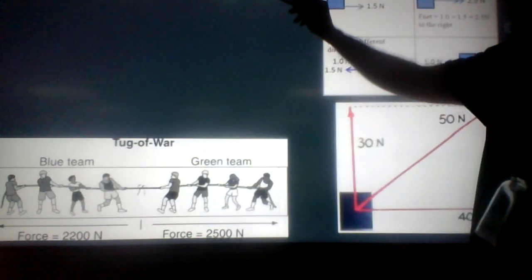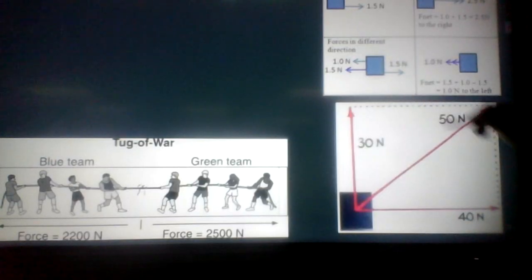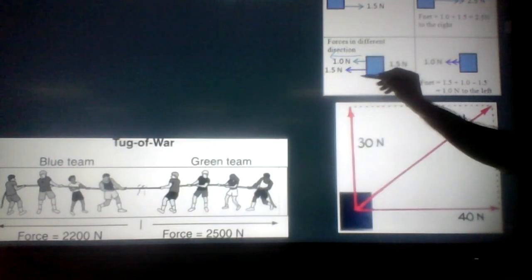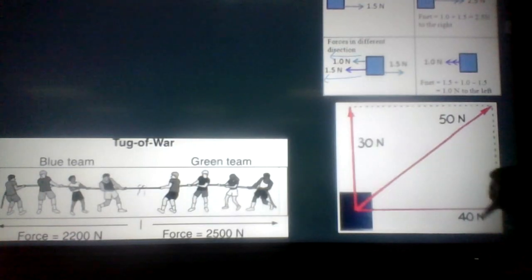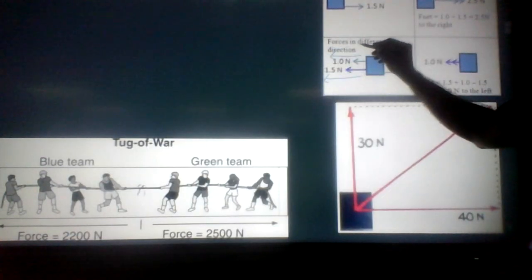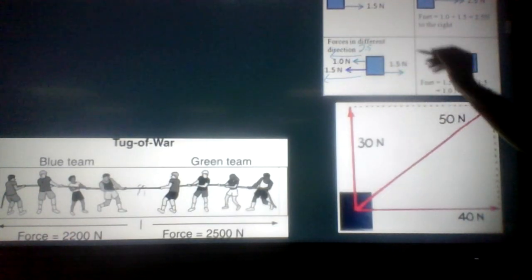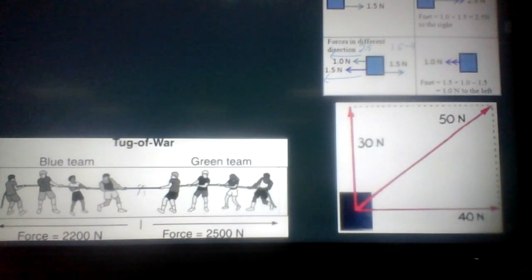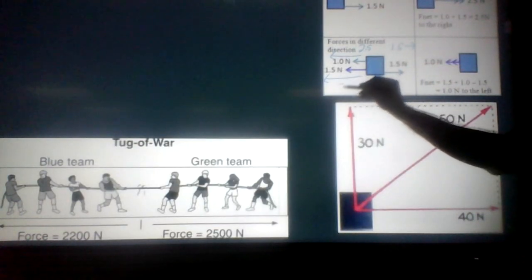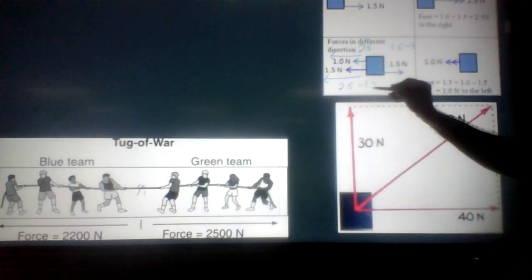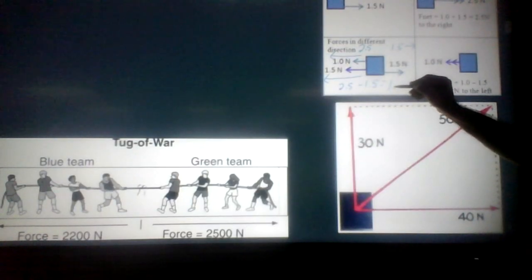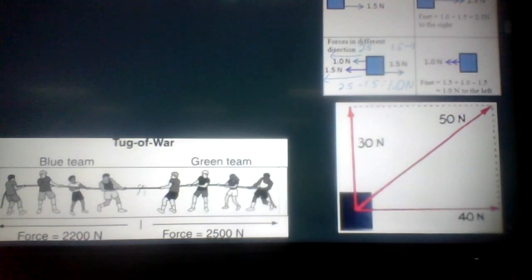I'm going to change colors so you can see this a little better. Notice that the 1 newton of force to the left plus 1.5 newtons of force to the left, that's 2.5 newtons going to the left and 1.5 newtons going to the right. Since these are in opposite directions, we're going to subtract these. 2.5 minus 1.5, that's going to give us what? It's going to give us 1.0 newtons. But which direction will this block end up moving?